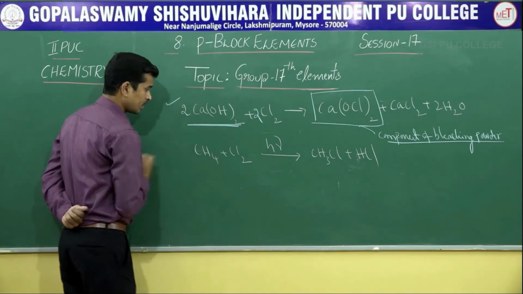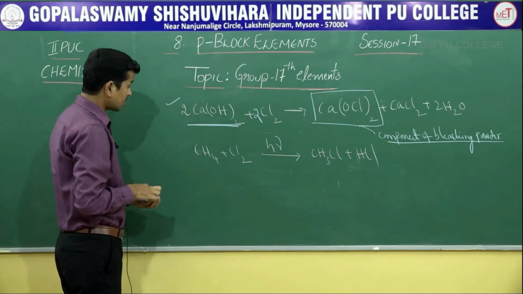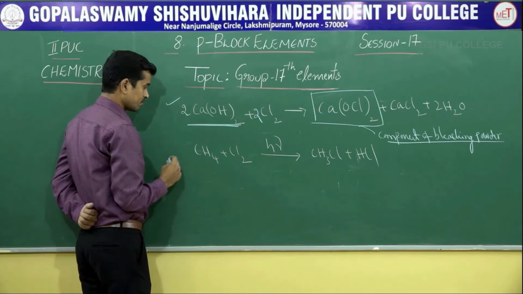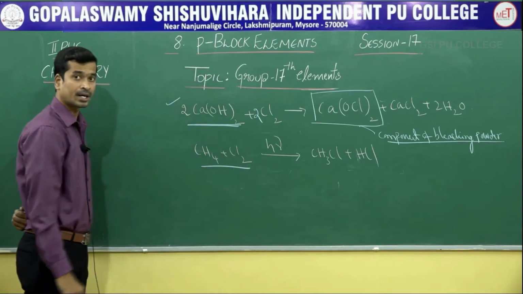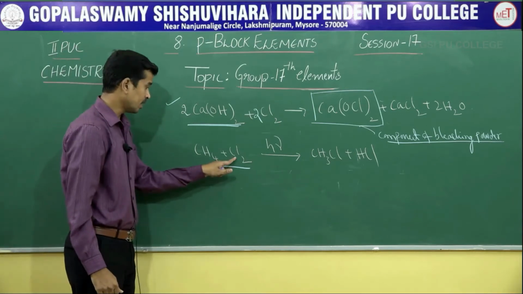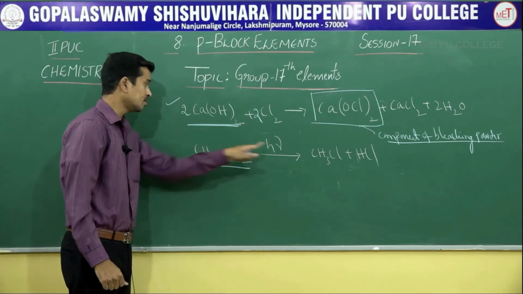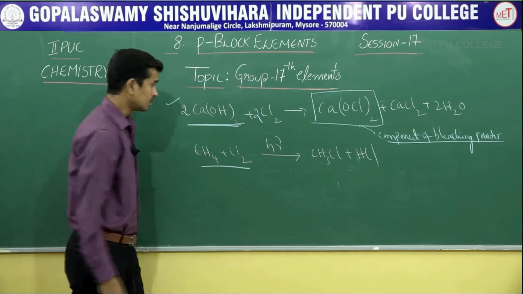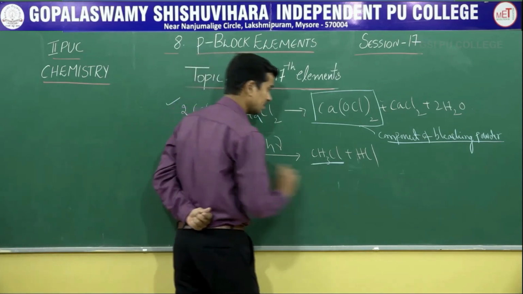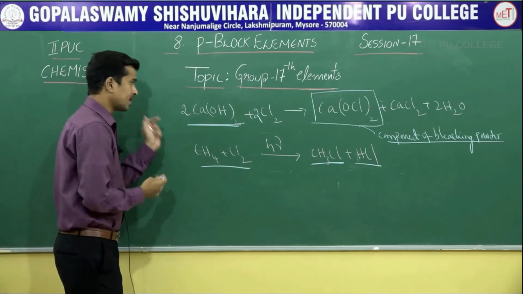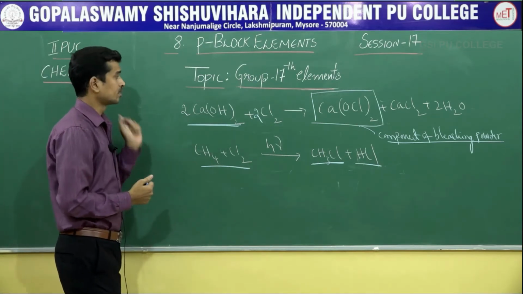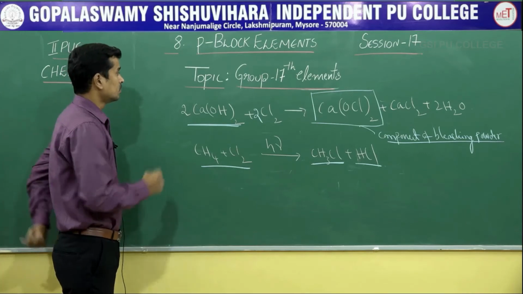And another important point, you already studied in your first PUC chapter, hydrocarbons. Chlorine undergoes a substitution reaction in the presence of sunlight to give CH3Cl plus HCl. These are the important reactions of chlorine.